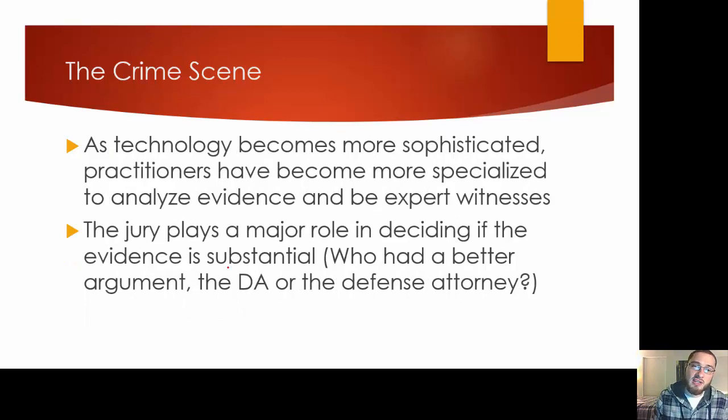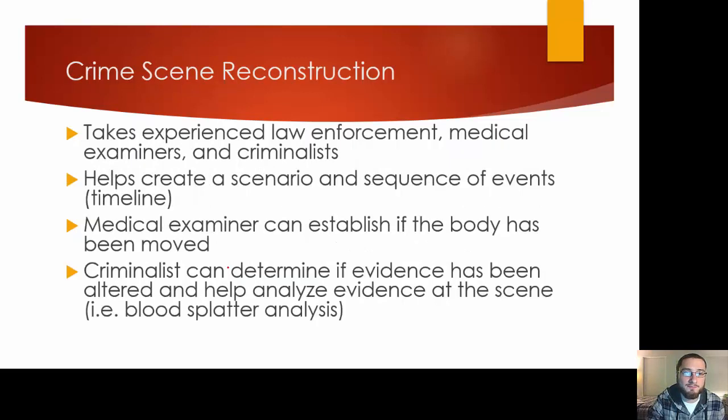As technology becomes more sophisticated, practitioners have become more specialized to analyze evidence and be expert witnesses. The jury plays a major role in deciding if the evidence is substantial. So that's really the DA's job to make sure that they argue, hey, this is significant, and the defense attorneys are going to fight this the whole time. But if something is substantial, you have to get that from the lab and argue that. But we see sometimes that justice is blind, and juries and judges can kind of ruin a case that to anybody else might seem obvious.